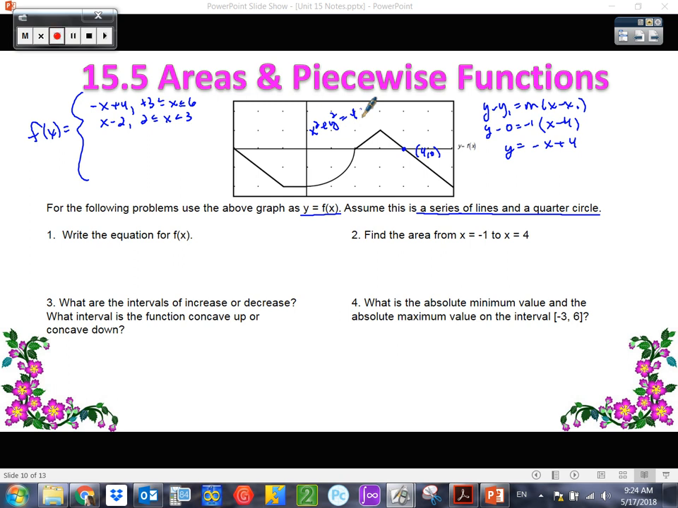I can't really write it like that over here because this is like y. F of x is y. It's like a y equal thing. So I really have to solve this for y. So I would have y squared equals 4 minus x squared, and y is plus or minus the square root of 4 minus x squared. Now let's talk about the whole plus minus thing.